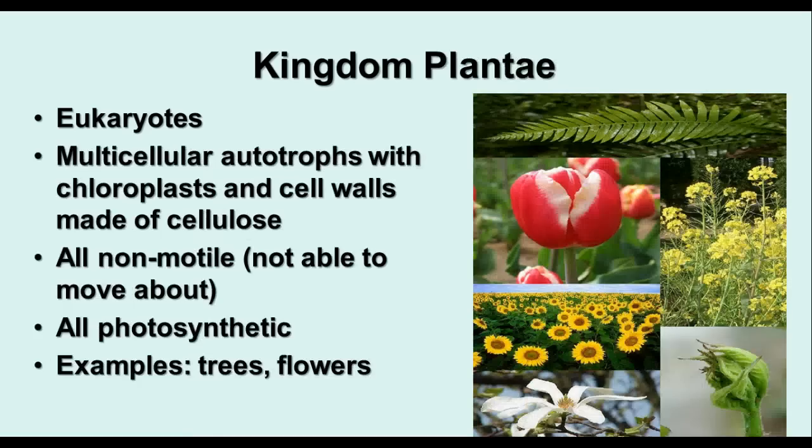Kingdom Plantae are also eukaryotes. They are defined as multicellular autotrophs with chloroplasts and cell walls made of cellulose. All members of kingdom Plantae are non-motile. That means they can't get up and move around, although there is motion that occurs within the plant itself. All members of kingdom Plantae are photosynthetic. Examples, of course, are trees, flowers, grass, all those kinds of things that you're familiar with from your lifetime experience.